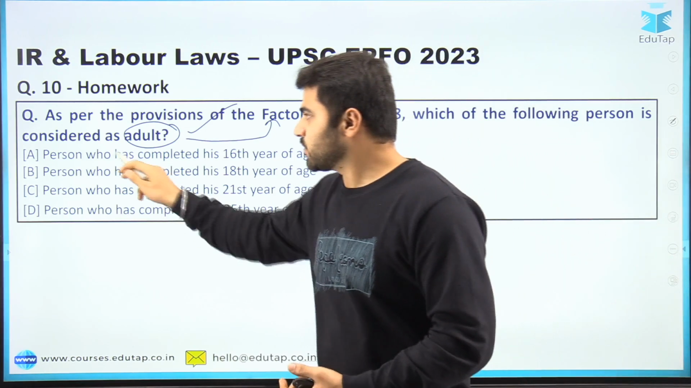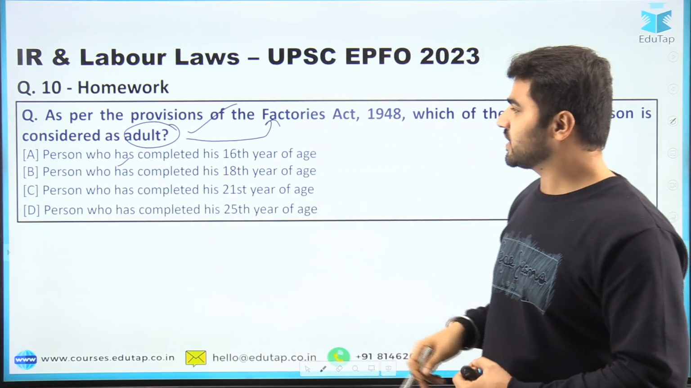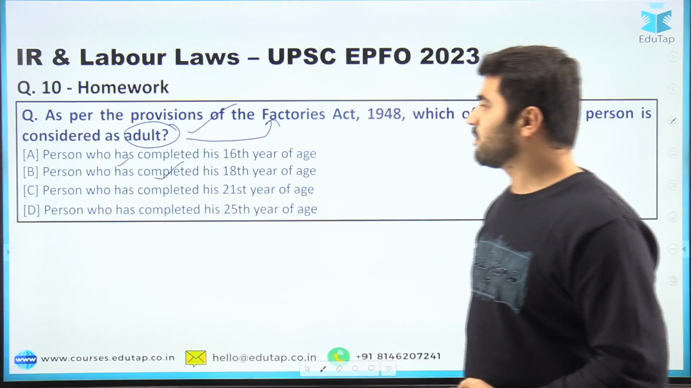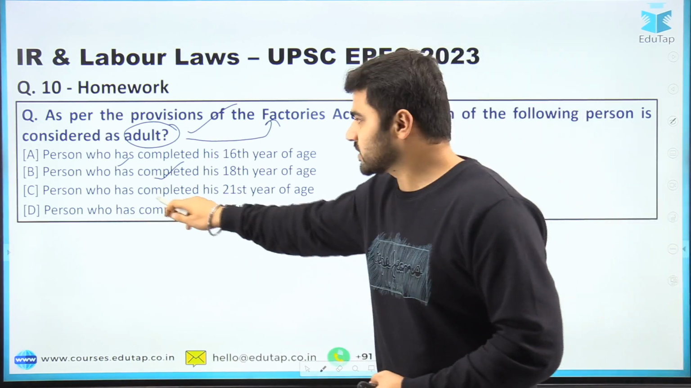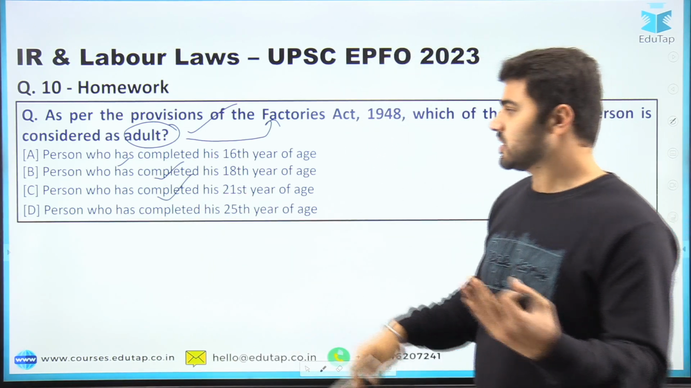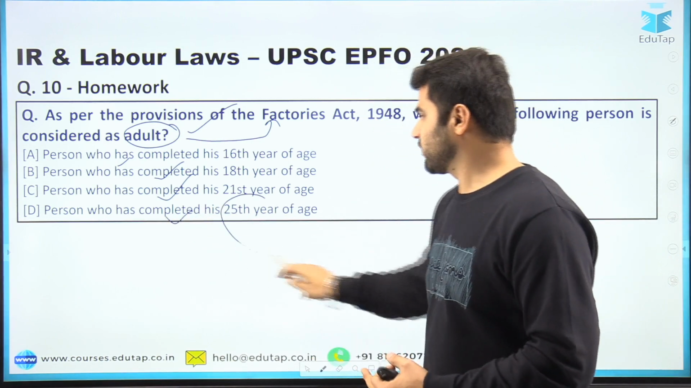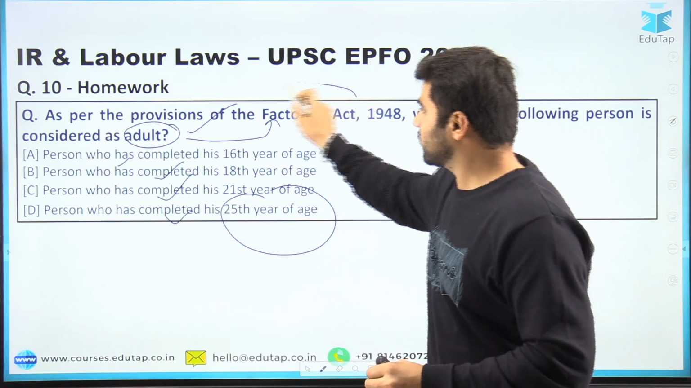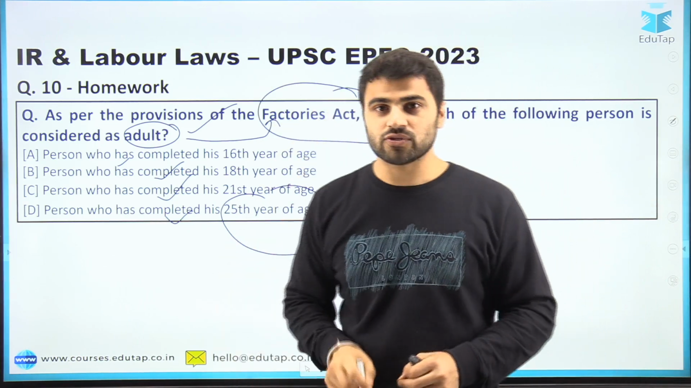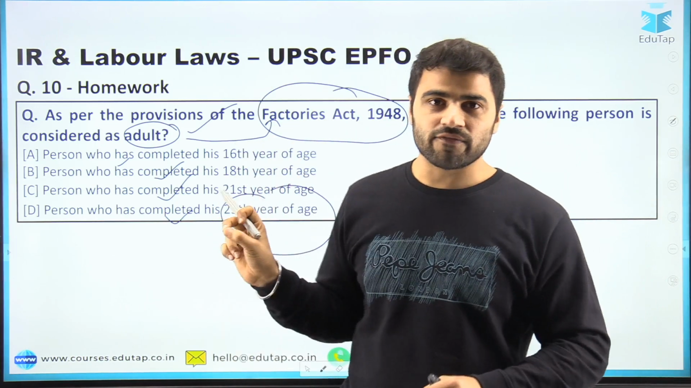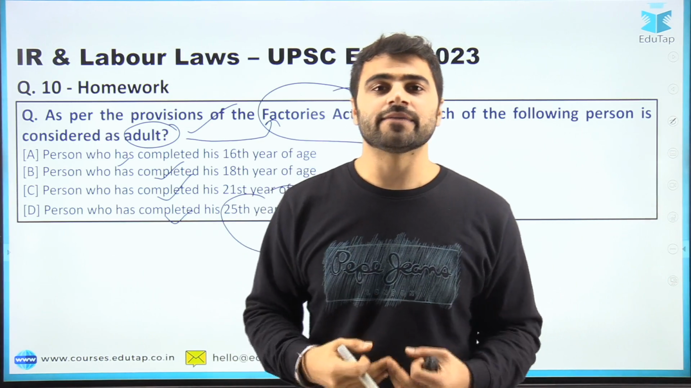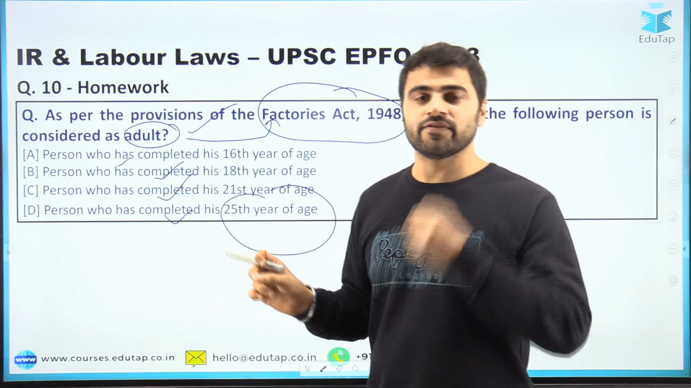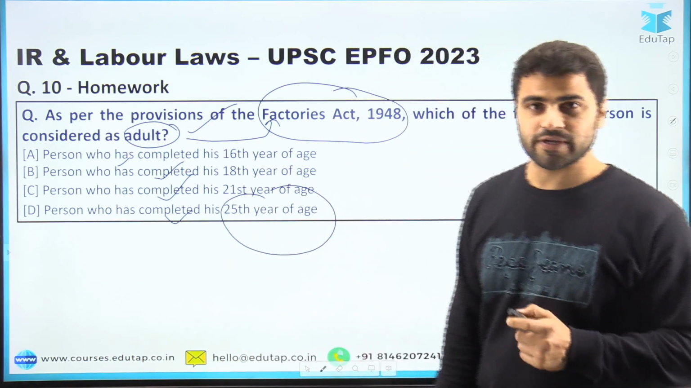examination. So the options are person who has completed his 16th year of age, person who has completed 18th year of age, person who has completed his 21st year of age, or person who has completed his 25th year of age. So you have to tell the definition of adult under the Factories Act 1948. So this is a homework question, guys, and the answer to this question you have to comment in the comment box itself, and the correct answer we will discuss in the next session, right?